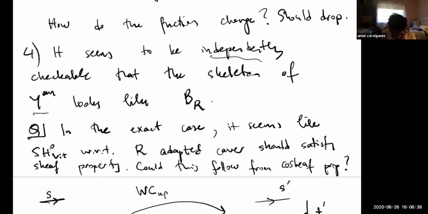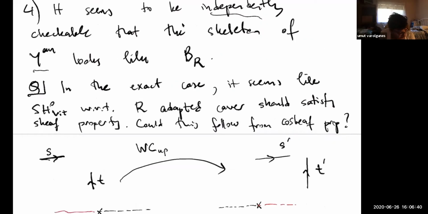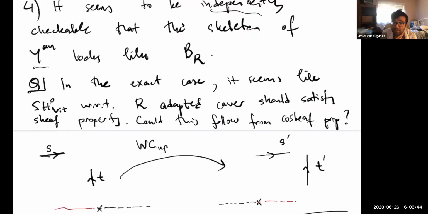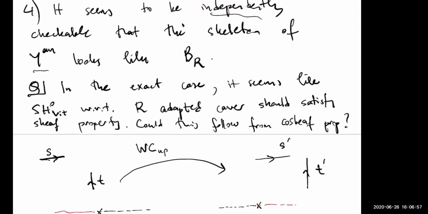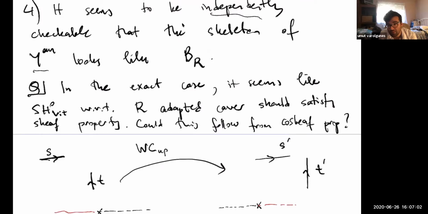But I did want to ask if, in the exact case, it seems like SH0 Viterbo should satisfy some kind of sheaf property with respect to that open covering. It seems like that, at least. I don't know, but is this possible? Yeah, I don't know another way of proving it. There's this co-sheaf property maybe, and this integrability should come up somewhere in this proof.